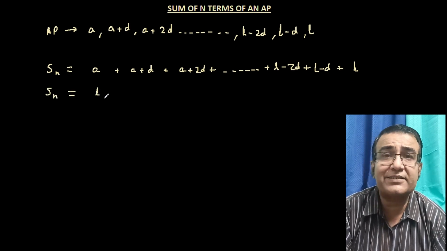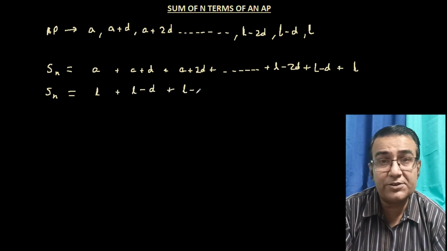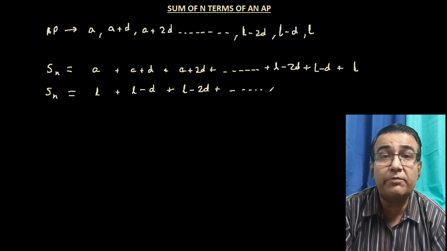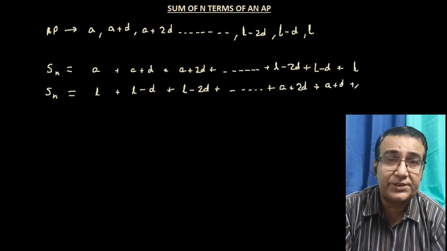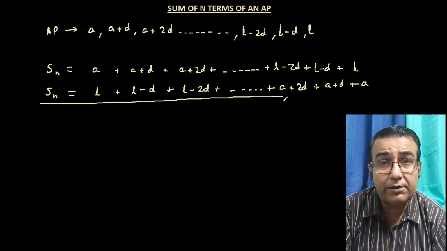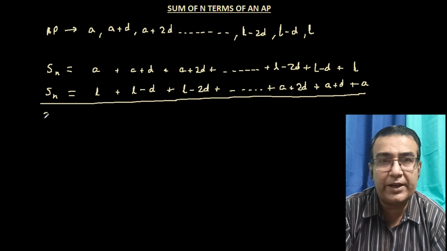So we can write it as L plus L minus D plus L minus 2D, and it will keep going on till we come to the third term, which is A plus 2D, plus the second term, which is A plus D, plus the first term, which is A. Now if we were to add these two equations, what would we get? So obviously on the left hand side we will get 2 times the sum of n terms.